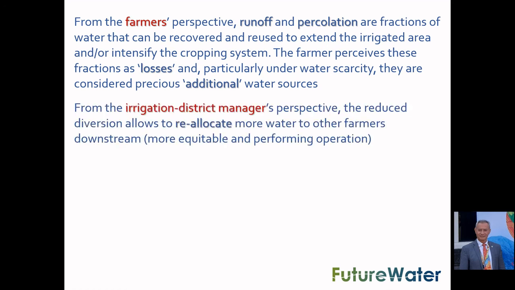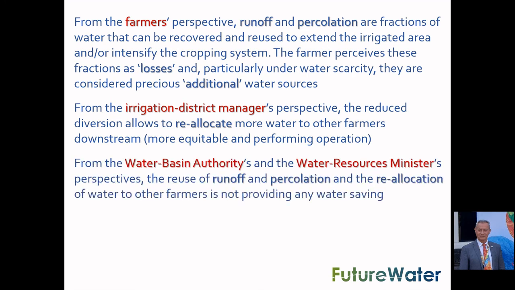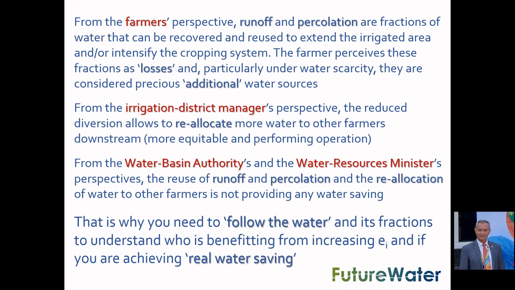From the irrigation district manager's perspective, the reduced diversion allows reallocating more water to other farmers downstream. So it's a more equitable and performing operation. So you also, like the farmer, have some benefit. From the water basin authorities and water resource minister's perspective, instead, the reuse of runoff and percolation and the reallocation to other farmers is not providing any water saving. So who is losing is the larger scale. Who is gaining, who is benefiting more is the farmer and eventually also the irrigation district. So that's why you need to follow the water at its fractions to understand who is benefiting from increasing the efficiency of irrigation and if you are achieving real water saving.